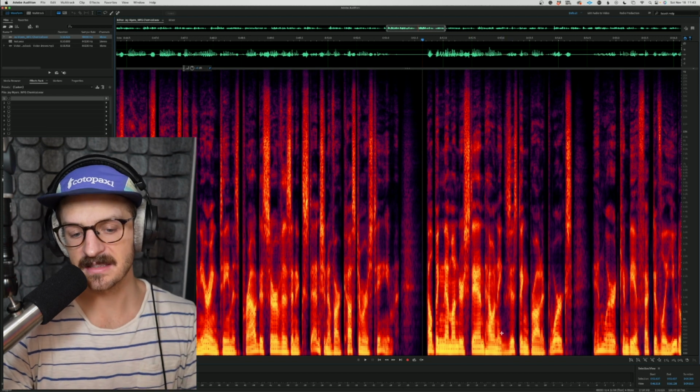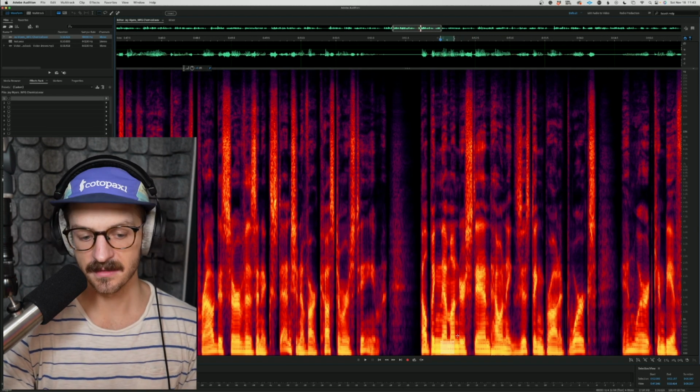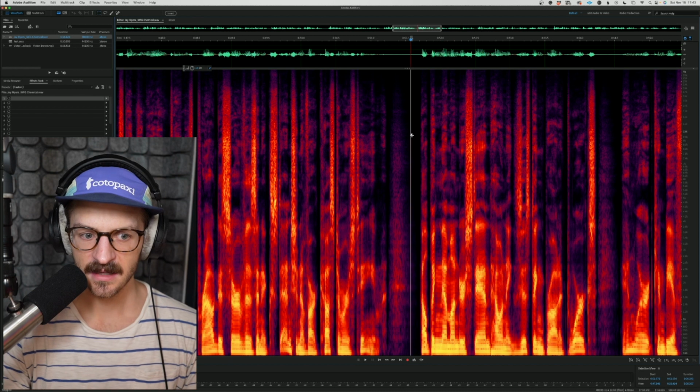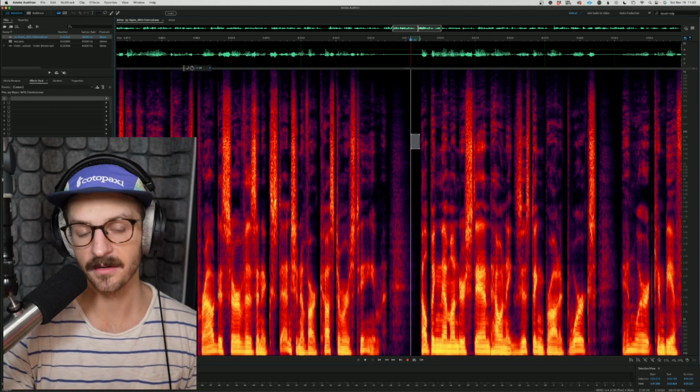And then loudness is denoted by brightness. The brighter something is, the louder it is. The darker something is, the quieter it is. All of this just makes editing really visually simple and fast.